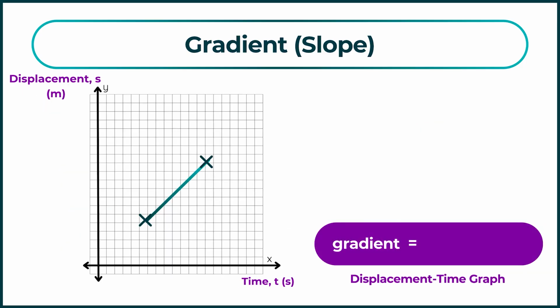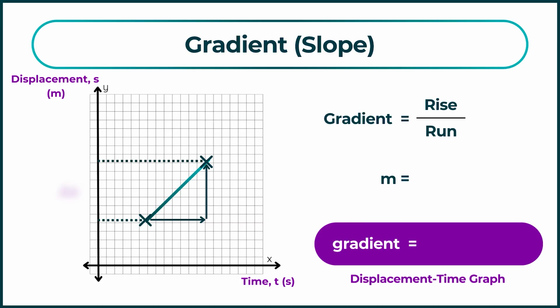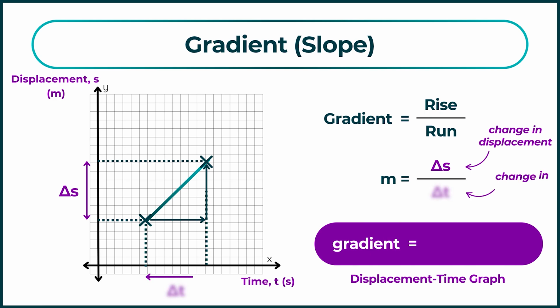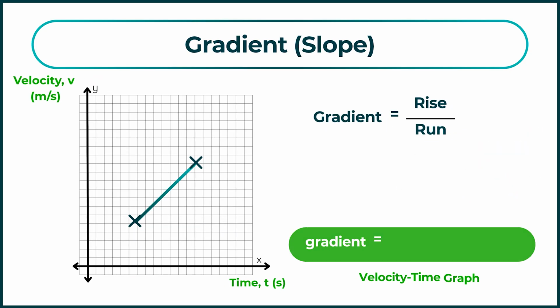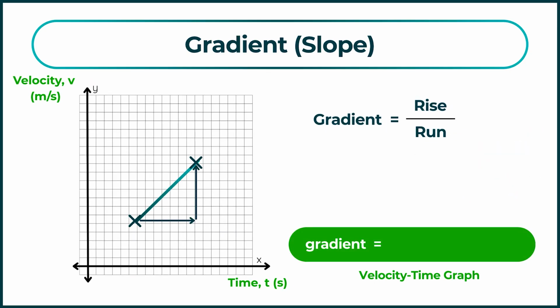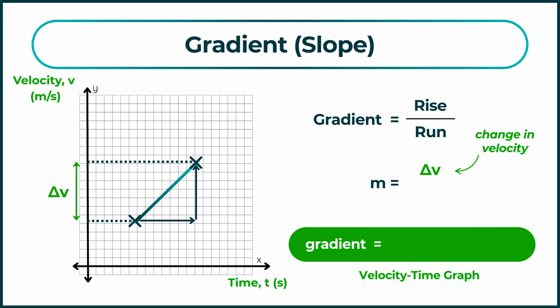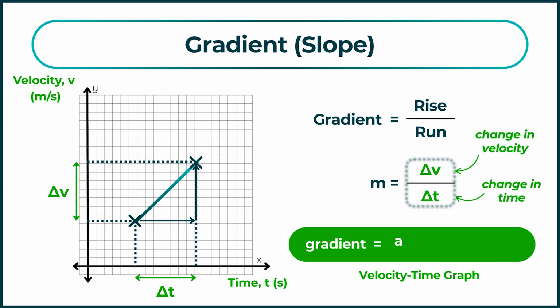Similarly, the gradient of a displacement time graph gives gradient equals rise divided by run, which is equal to change in displacement divided by change in time, which is the same as velocity. For a velocity time graph, the gradient is delta v, change in velocity, over delta t, change in time, which is the same as acceleration. Each type of motion graph has a gradient that represents a specific physical quantity.